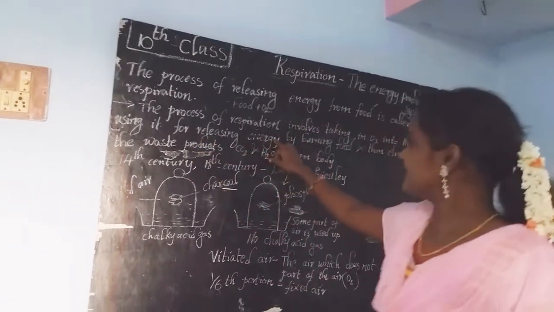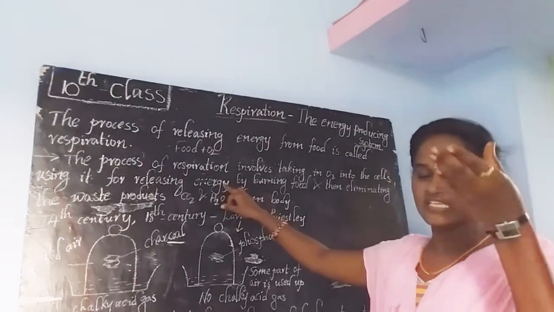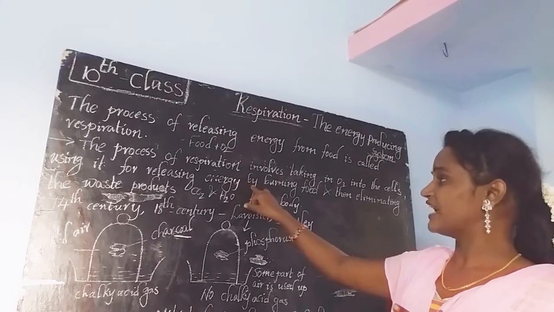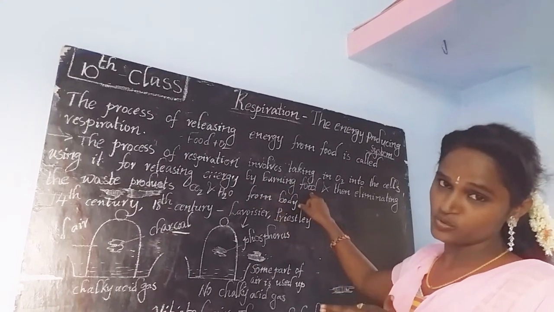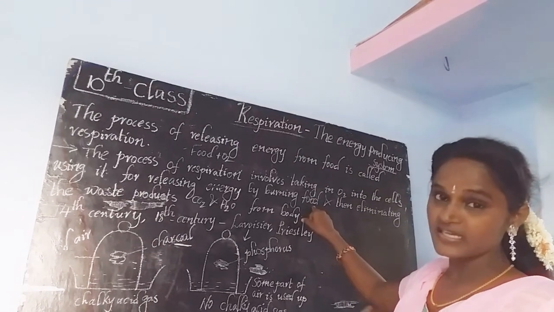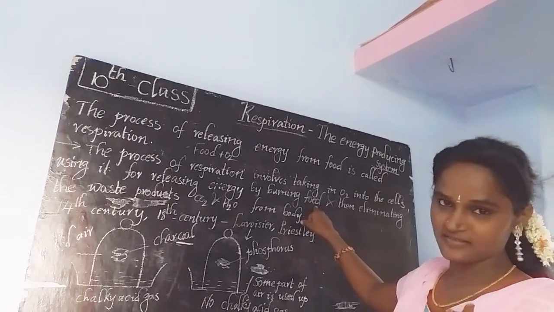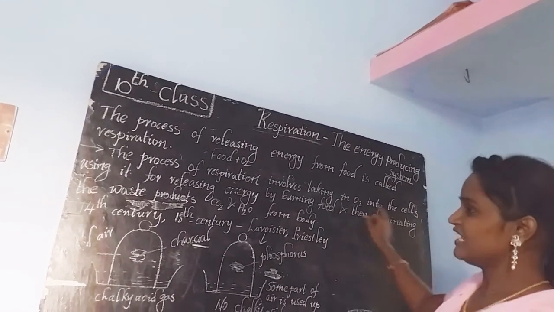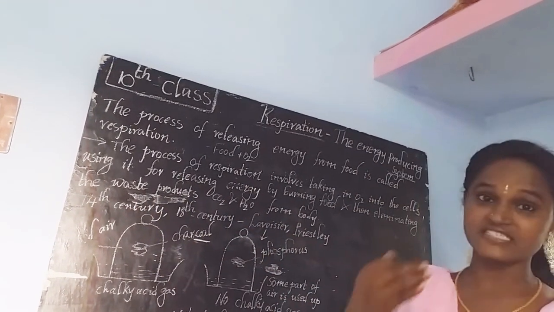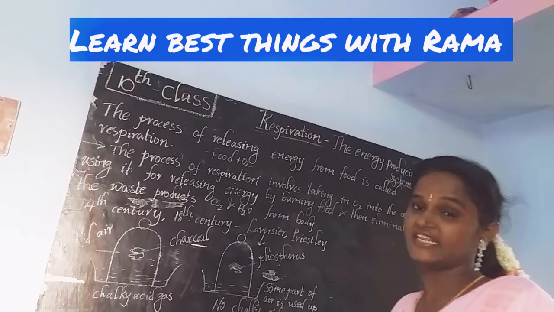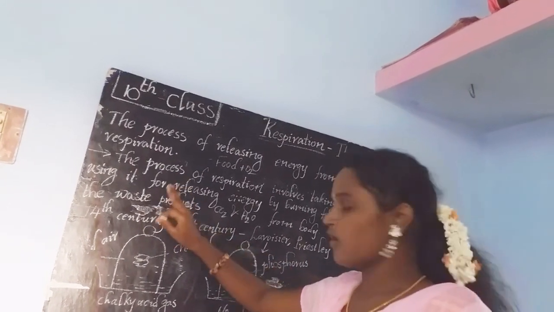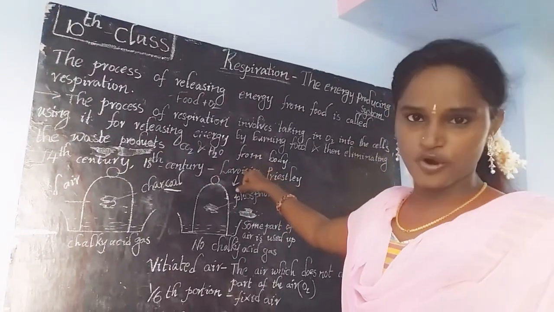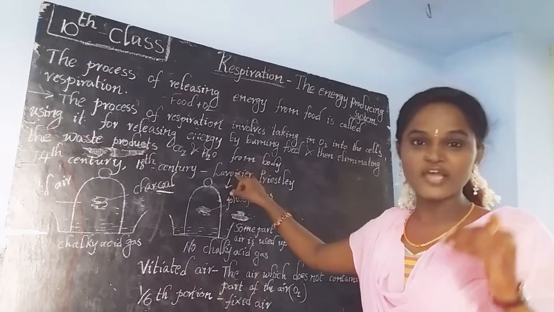For releasing energy, whenever we take in oxygen, it adds to the food and releases energy by burning food. What it is doing is, oxygen inside our body cells burns the food substances and releases some amount of energy and then eliminates the waste. It is releasing energy and also eliminating waste materials of respiration. What are those? Carbon dioxide and water from our body. I think you get an idea of respiration.